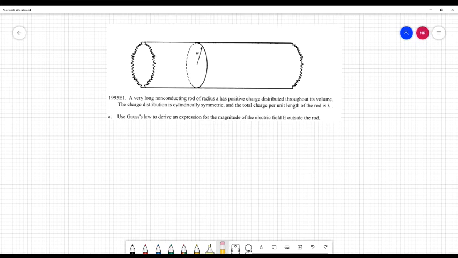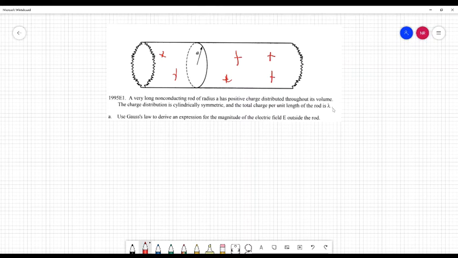So to start off, the first part says there's a very long non-conducting rod of radius A that has a positive charge distributed throughout its volume. The charge distribution is cylindrically symmetric, and the total charge per unit length of the rod is lambda. So that means that there's going to be charges all throughout this rod, on the inside, on the outside, on the surface, and beneath it, because it's a non-conducting rod. And the charge per unit length will be this constant lambda.